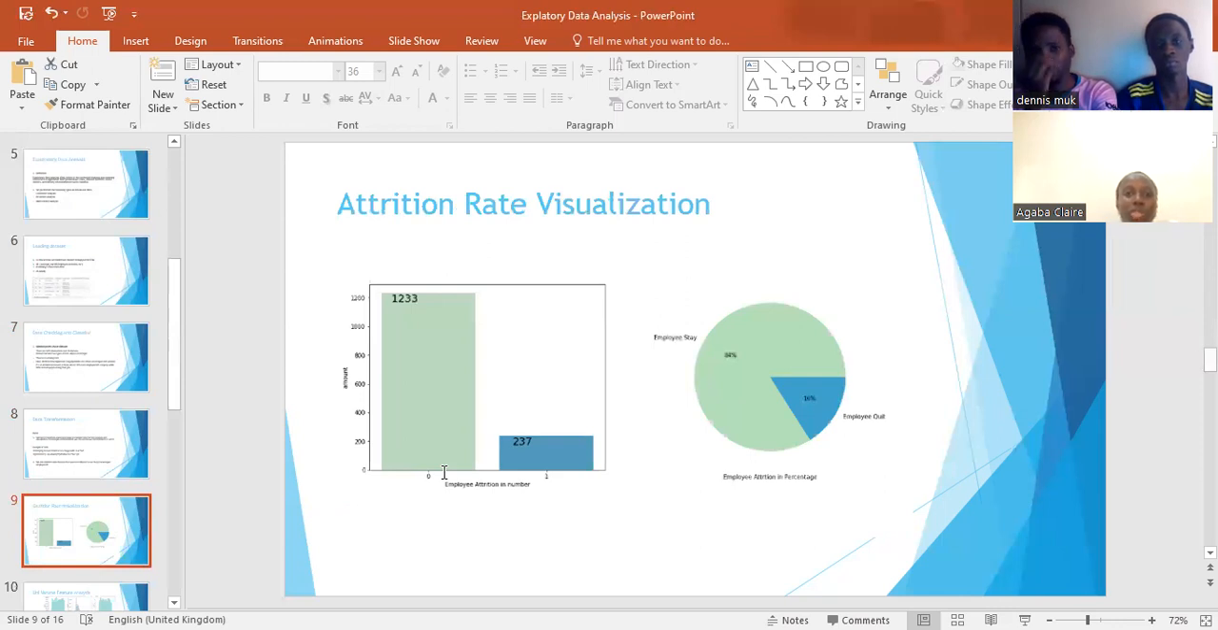Then on attrition rate visualization, we used 2 graphs. When you look at the number of employees that left the company, we are seeing 237 employees who actually left.